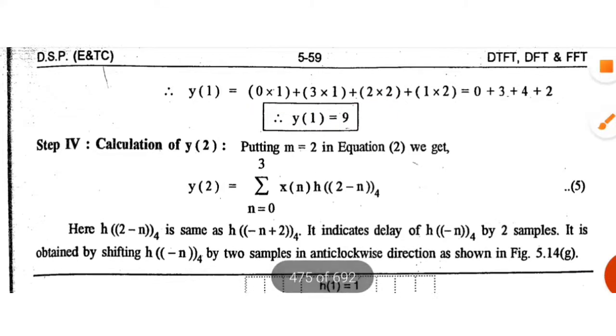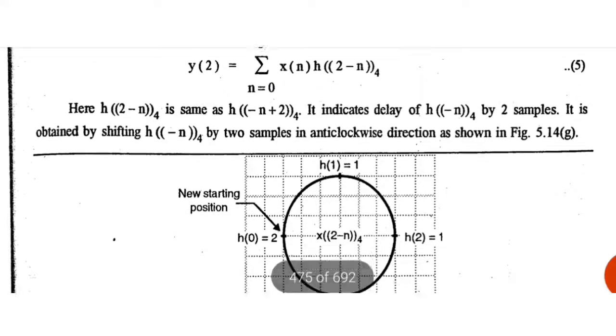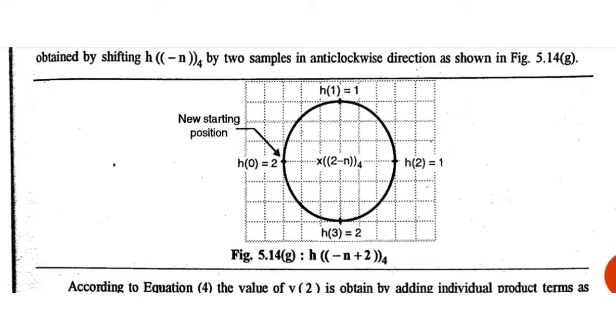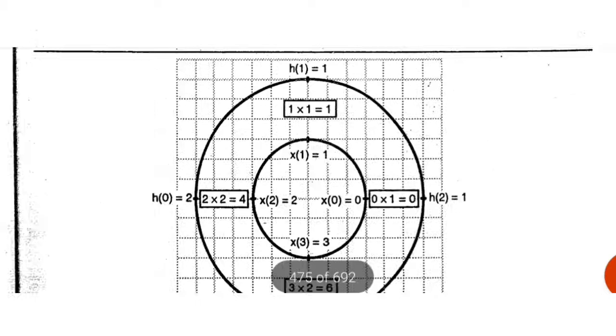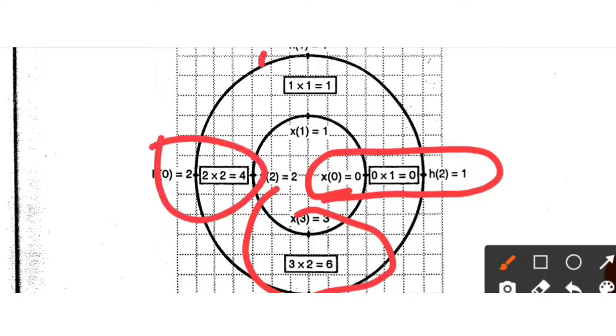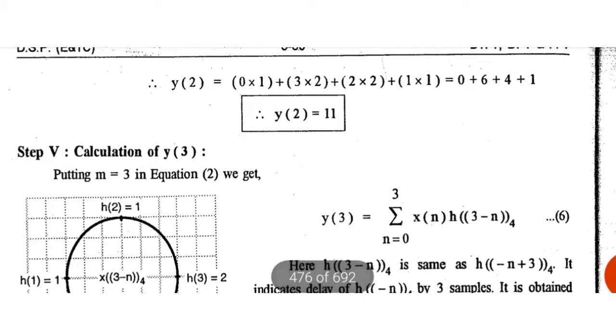For y of 2, we have to multiply x of n with h of 2 minus n. So again we delay h of minus n by shifting 2 samples. So this is h of minus n plus 2. We again multiply x of 0 with h of 2. Whatever we shifted on the outer circle, the points are matched, then we multiply and add, and we find y of 2. So y of 2 becomes 11.